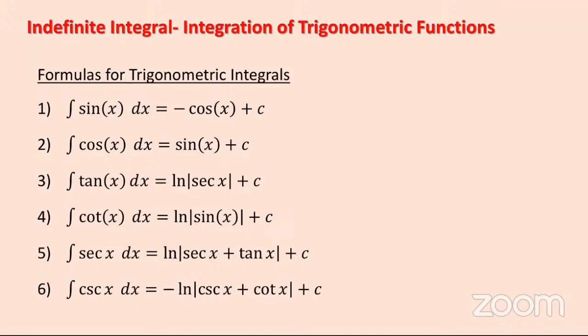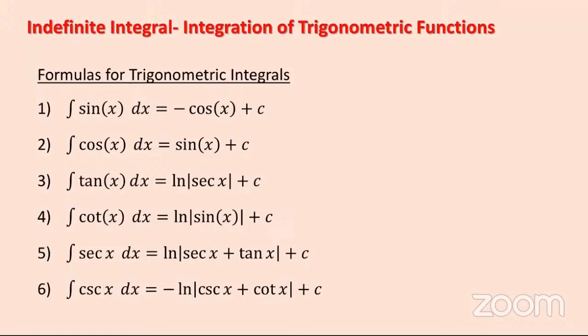If we want to integrate sine x, it will be negative cosine x plus c, because the derivative of cosine is negative sine x, if you remember, right? Similarly, the integral of cosine will be sine. The integral of tangent will be natural log of secant x plus c. The integral of cotangent will be natural log of sine x plus c. The integral of secant x will be natural log of secant x plus tangent x plus c. And the integration of cosecant x is negative natural log of cosecant x plus cotangent x plus c.